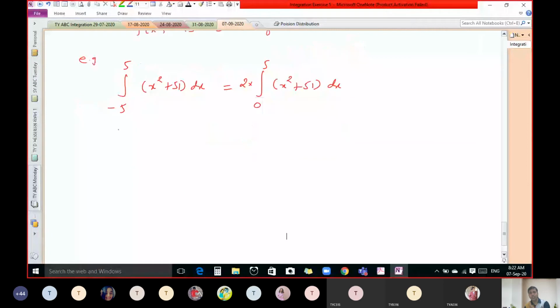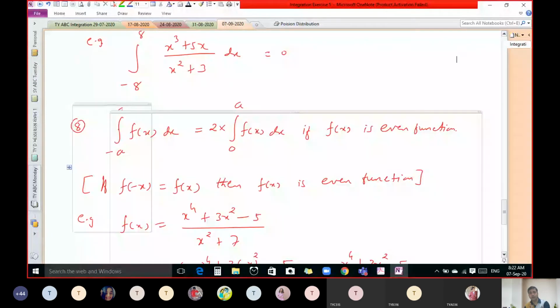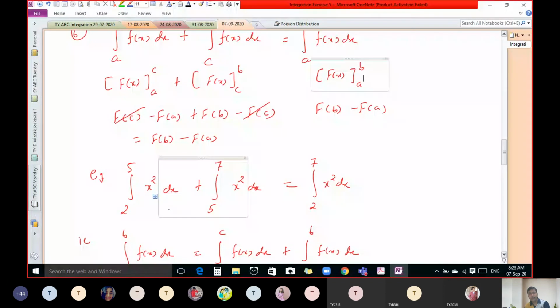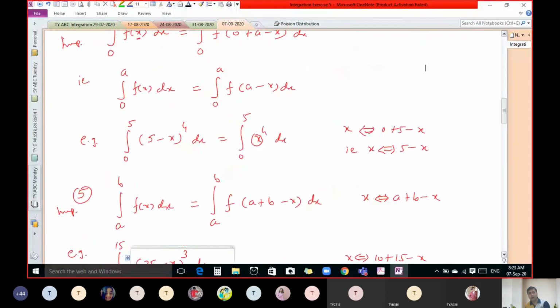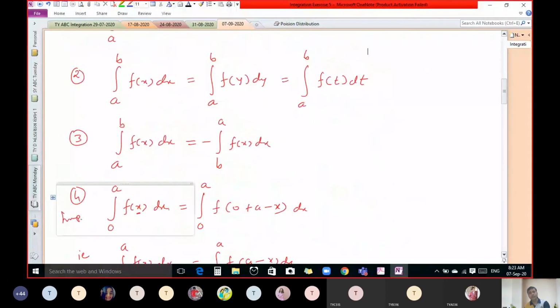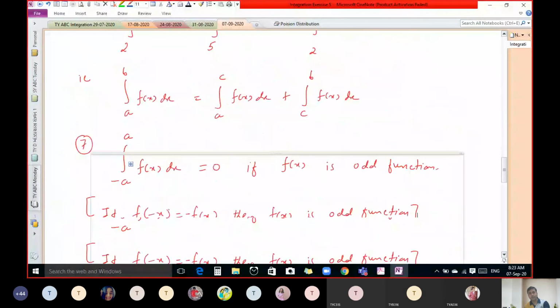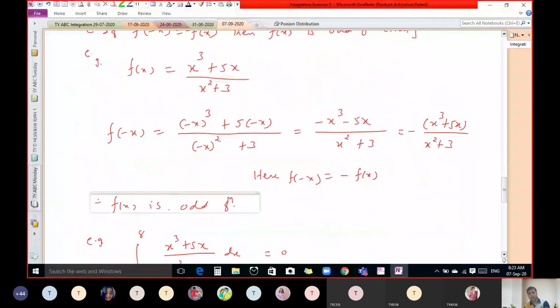Just you have to write only the properties in the exam, no need to write examples. So you have to write only one sentence, only this, enough. No need to write all these things in the exam. So only you have to write the first line of each property in the exam, and always you will get this type of theoretical question in the exam.